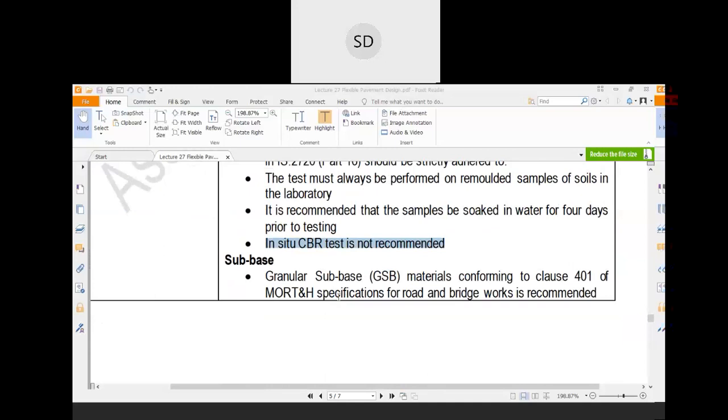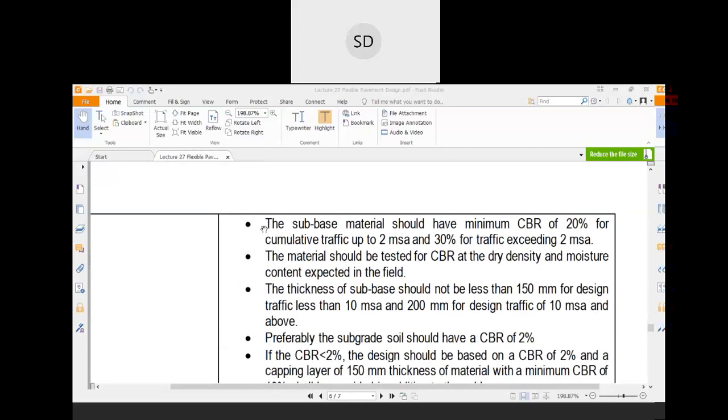Now another thing is your subbase layer. Subbase is generally called granular subbase, and materials conforming to clause 401 of MoRTH, that is the Ministry of Road Transport and Highways, specifications for road and bridge works is recommended. The subbase material should have a minimum CBR of 20% for cumulative traffic up to 2 MSA, that is 2 million standard axle, and 30% for traffic exceeding 2 MSA.